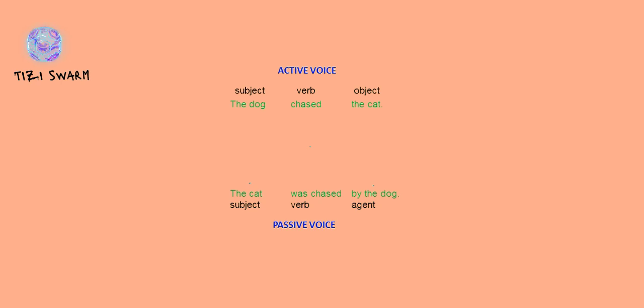Now it's important to know that the agent, we can actually miss that off. We don't have to have that, so we can just say the cat was chased, and we often use the passive if we don't know who did the chasing, if we don't know who the agent is, or if we don't want to say who the agent is. A famous example is mistakes were made. Okay, so it can be used for diplomatic reasons as well as the fact that you just don't know who did something.